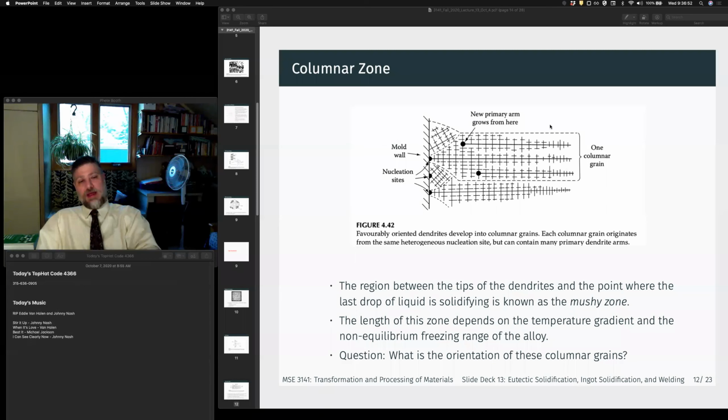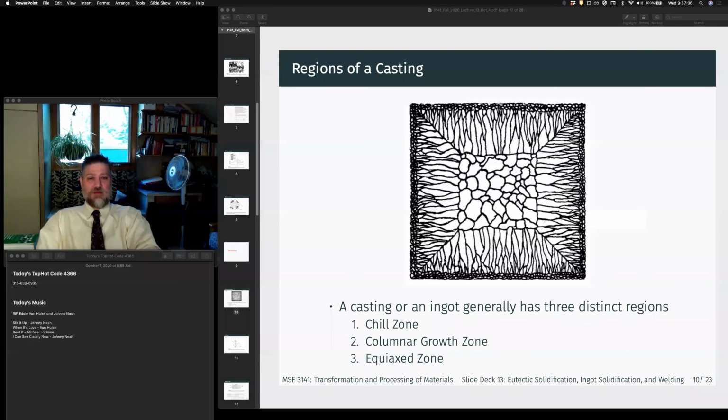So the question I have, though, is what is the orientation of these columnar grains? I have different columnar grains, and my heat flux is going this way. How are these grains related relative to each other? But first, you sort of notice in the picture that the grains that are growing more or less along the heat flux direction survive, and those that are at a little bit of an angle run into each other.